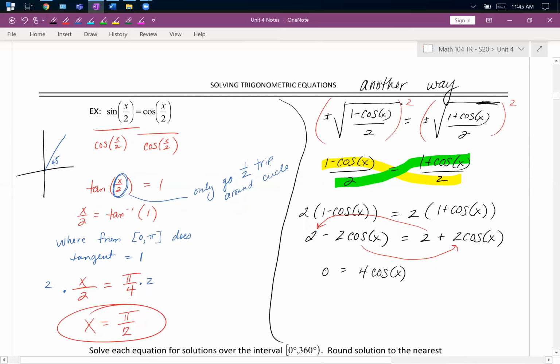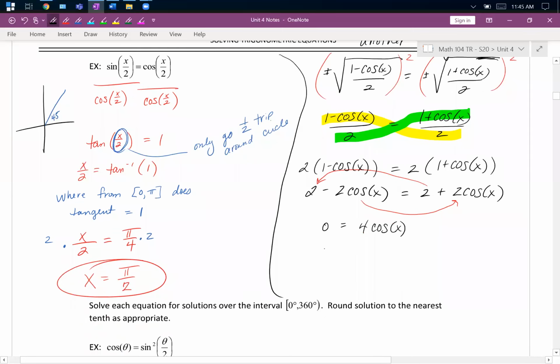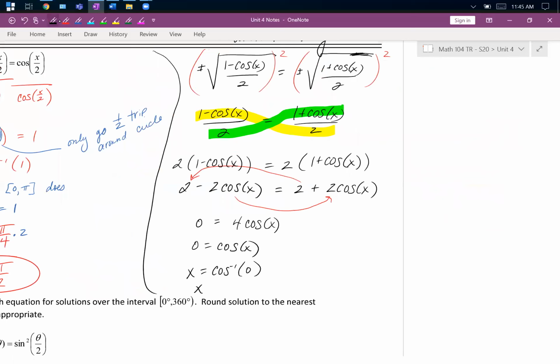Isolating the cosine, we'll divide both sides by 4. That's going to give us 0 equals cosine of x. So x has to be equal to cosine inverse of 0. So that means we're looking where on the unit circle is cosine equal to 0.